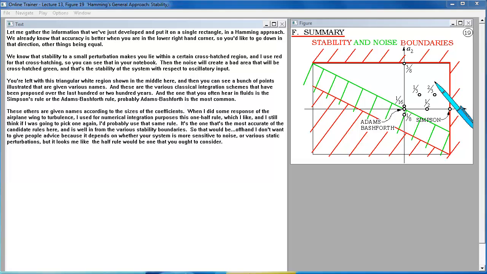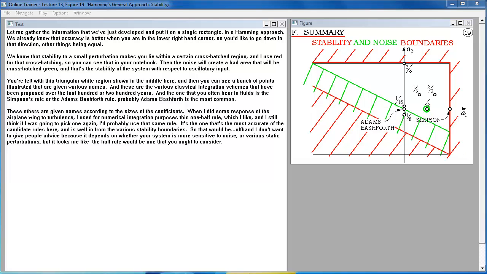And the one that often you hear in fluids is the Simpson rule or the Adams-Bashforth rule. Probably Adams-Bashforth is the most common. These others are given names according to the sizes of the coefficients. When I did some response of an airplane wing to turbulence, I used, for numerical integration purposes, this 1/2 rule, which I like. And I still think if I was going to pick one again, I'd probably use that same rule. It's the one that's the most accurate of the candidate rules here, and it's well in from the various stability boundaries. So that would be, you know, offhand.